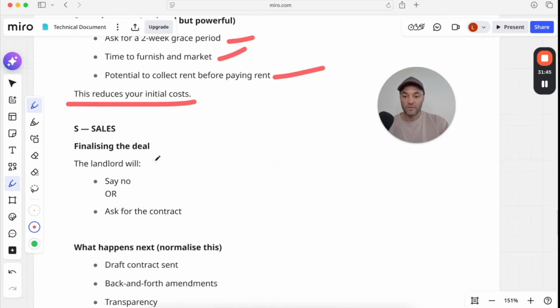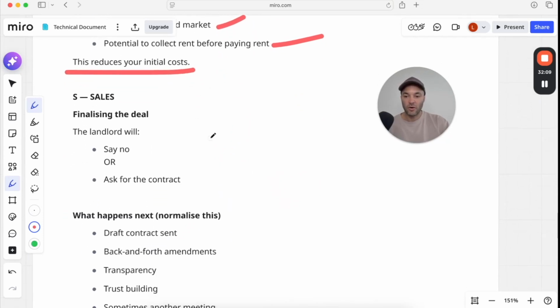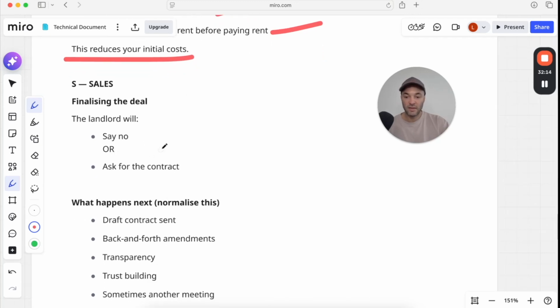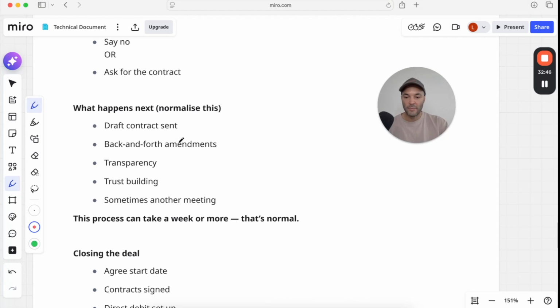Now we move on to the final part of the LAPS framework, which is S for sales. Now this is where you finalize the deal. So after you've sent your offer over email, the landlord will either say no, or they're going to ask to see a copy of the contract. Now what happens next is you send over the draft contract. There may be some back and forth amendments made by the landlord and yourself. The goal here is to create full transparency.